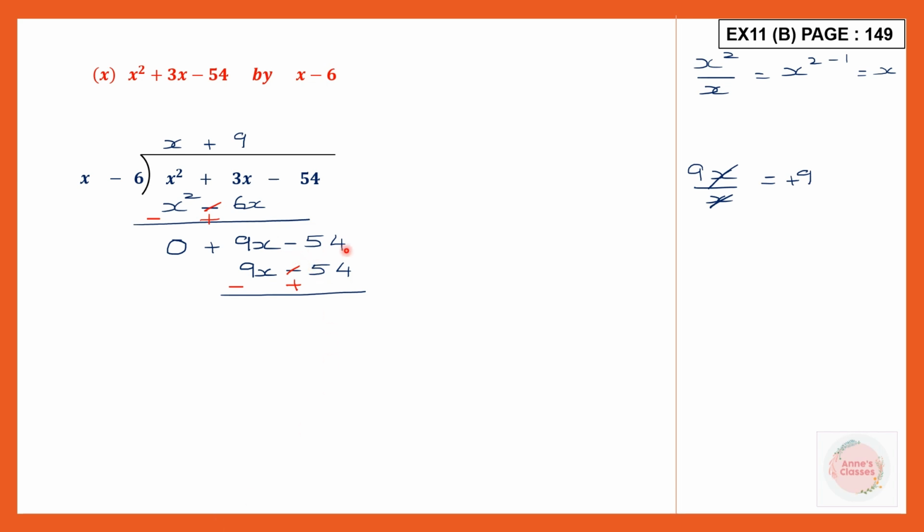Now minus 54 plus 54. 54 minus 54 is 0. Here also we have plus 9x minus 9x. 9 minus 9 is 0. So when you get your remainder as 0, your division is over. So what is our answer? X plus 9. This is our quotient and that is our answer. X plus 9.